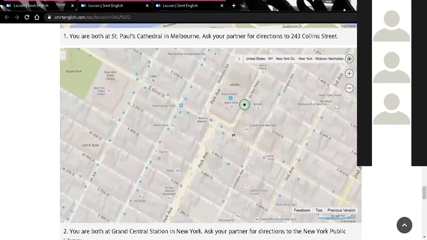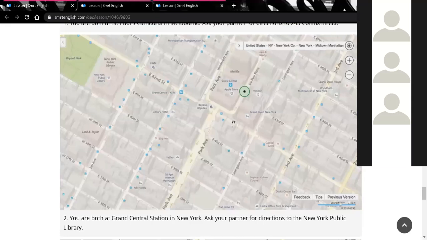Now it says, you are both at Grand Central Station in New York. Here it is. And we need to get to the New York Public Library. Where is the New York Public Library? Do you see it? Oh, here it is. Okay. So tell me, Ilse, how do I get to the New York Public Library?